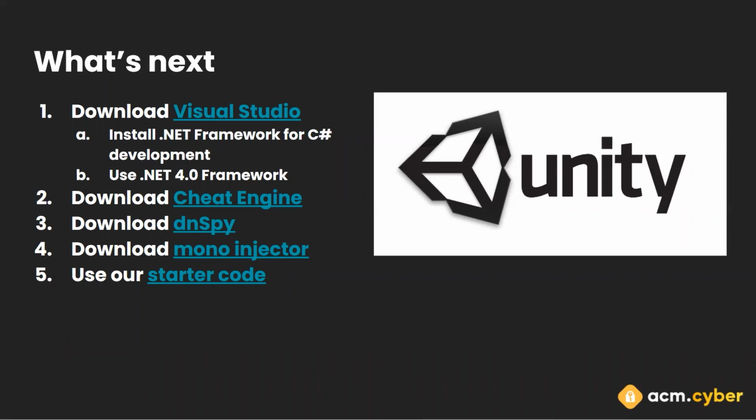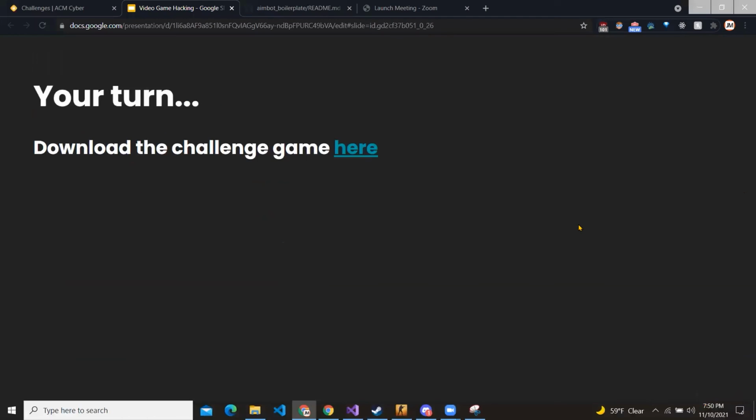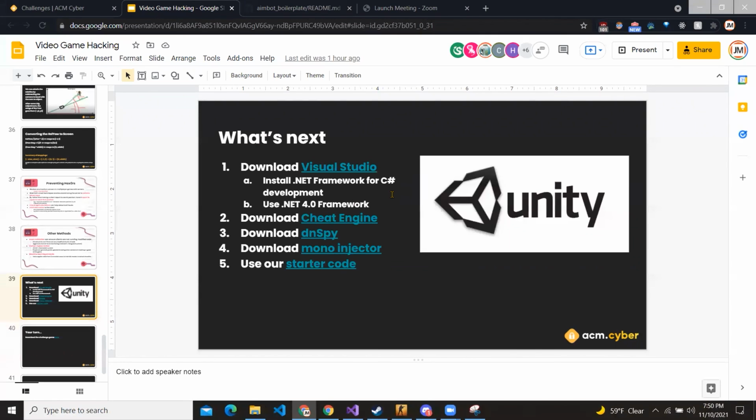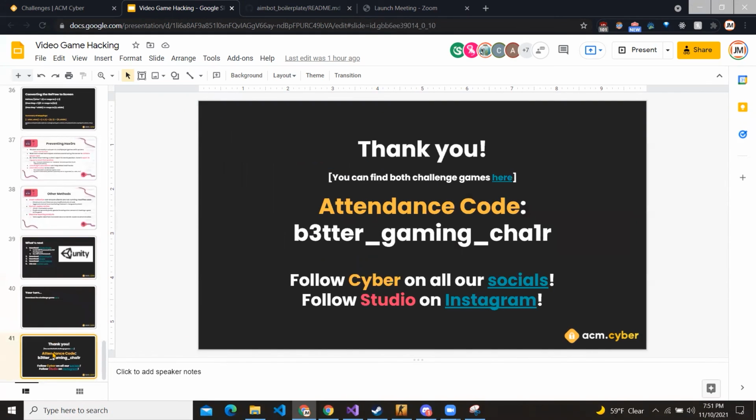Yeah, so now here's when you can start messing around with stuff. Hopefully you've downloaded Visual Studio and Cheat Engine by now. For our challenge, we also have a Unity game where you can make your own aimbot. DN5 and Mono will be very useful for that. And this presentation is basically over. Yep. All right. Thanks for coming.